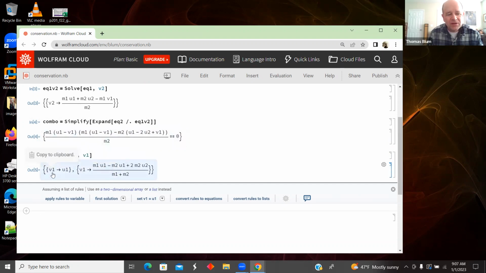And one of them is V1 equal to U1, and then if I solve for V2, correspondingly V2 would be U2 in this solution. That implies almost that a collision didn't happen, that they just passed each other in the night and carried on as they were. And then here's the solution where the velocity changes, where an actual collision occurred.